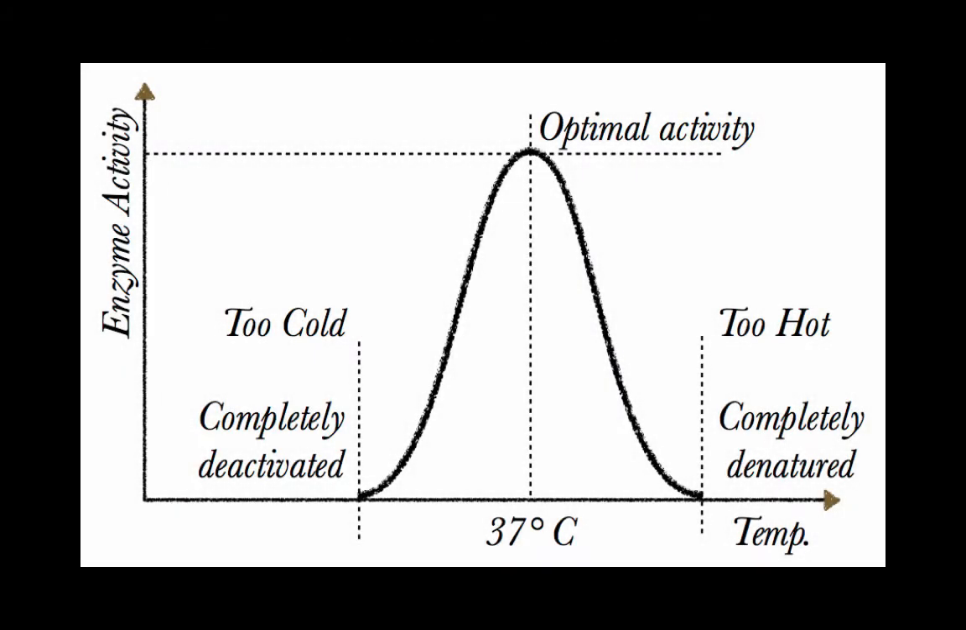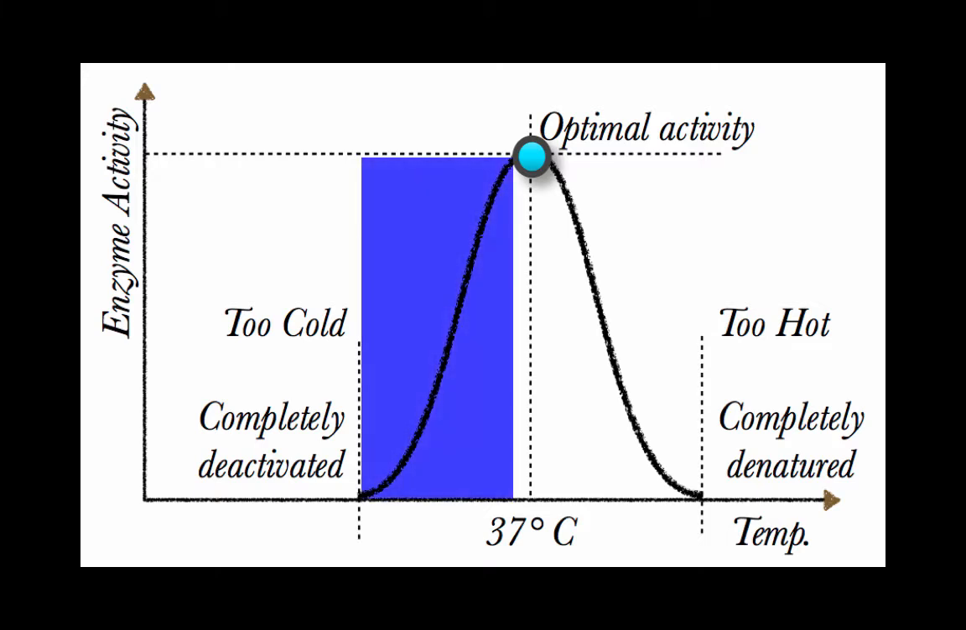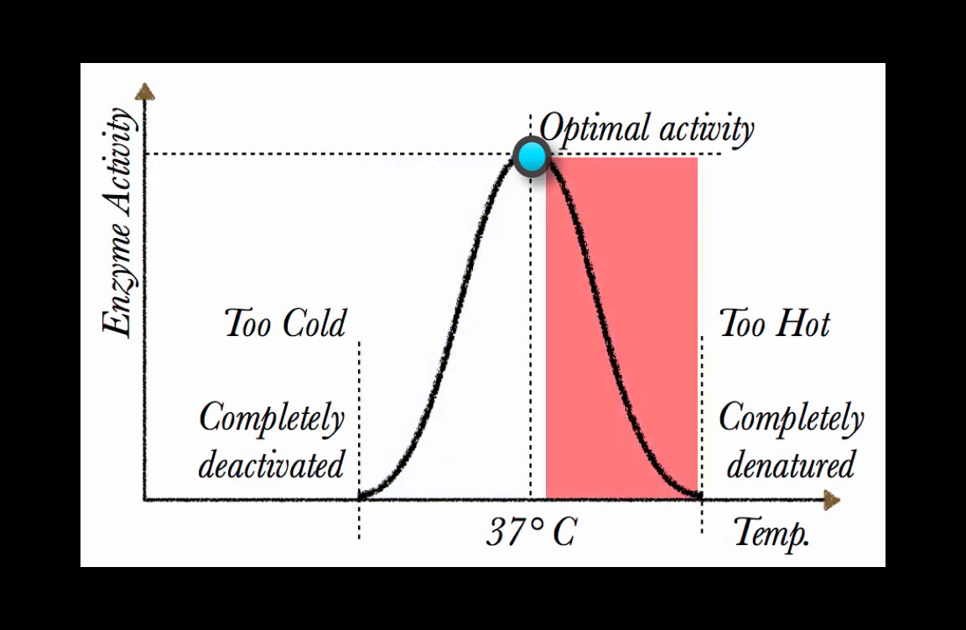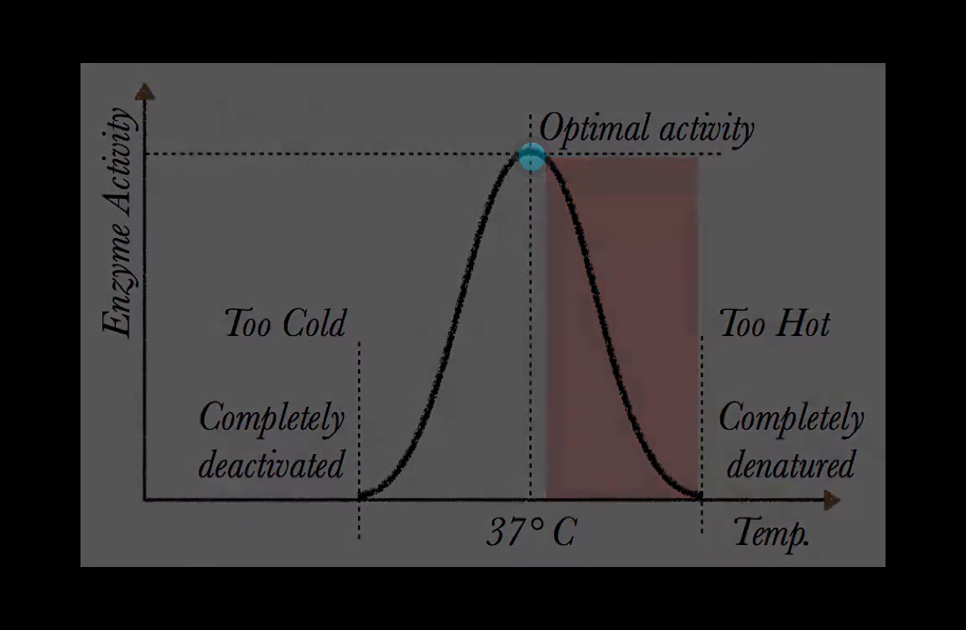This graph shows the optimal temperature for human enzyme function. Anywhere around 37 degrees Celsius is fine, but too cold and the rate of reaction falls off, as the protein enzyme is deactivated. High temperature to the right also has the same effect on rate of reaction, but high temperature will denature a protein, which is irreversible.